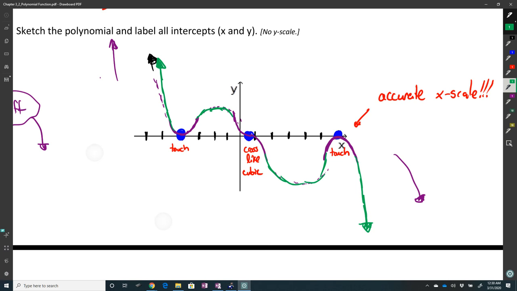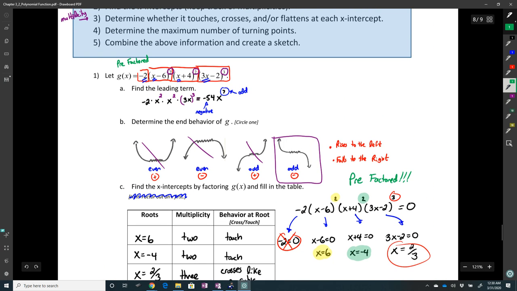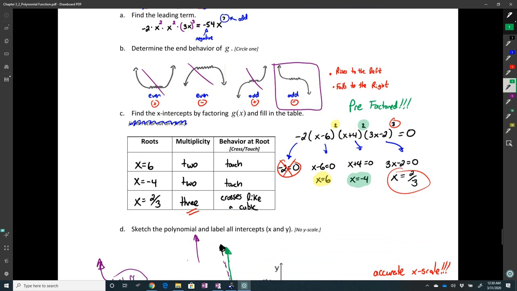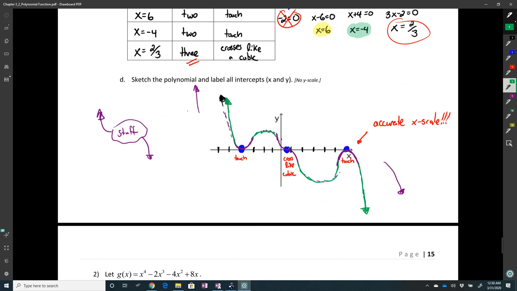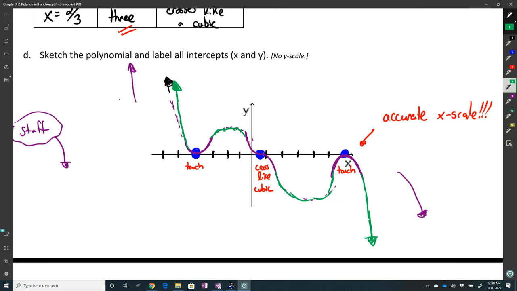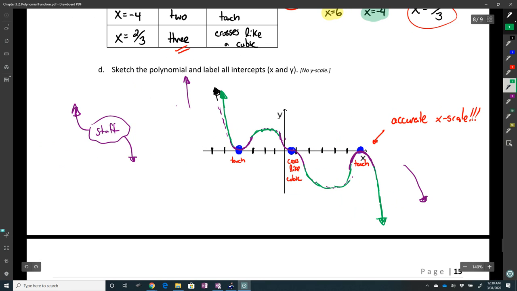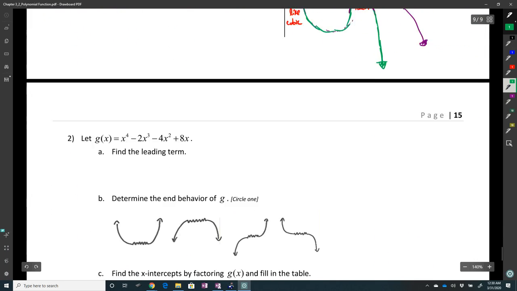And there's a question like that that's going to be on the test. And it's not any harder than this. It'll be pre-factored. Just have to tell me what the x-intercepts are, what the leading term and end behavior is, and then combine all the information to create a sketch. And that's the hardest part for this section. We culminated every idea up to this point. But I know this was a tough section. There's a lot of stuff in it. So please let me know if you have any questions.